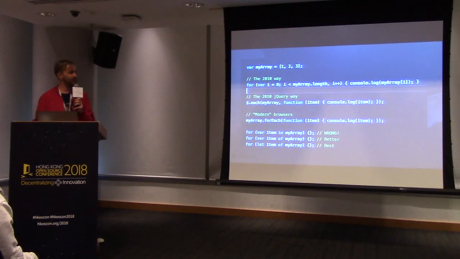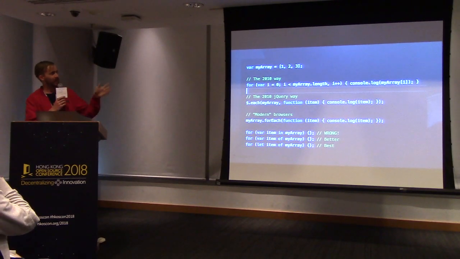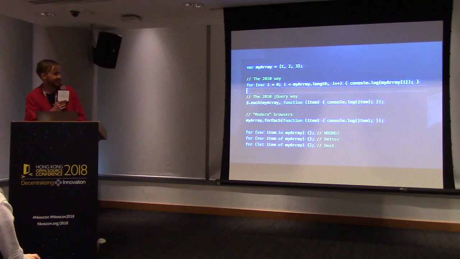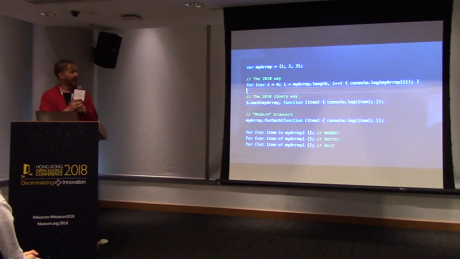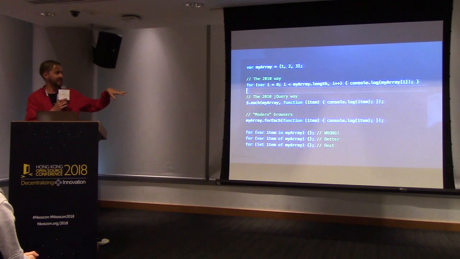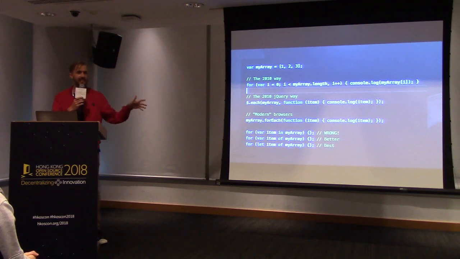In 2010, we had to do these for where i equals 0, i is less than myArray.length. I've got a syntax error in that example, don't mind me. But that was the 2010 way, or you had the 2010 way using jQuery. At some point, forEach became a thing, and you didn't need jQuery. But that was pretty cool, except it didn't work in IE8.